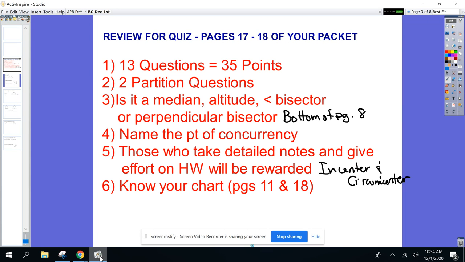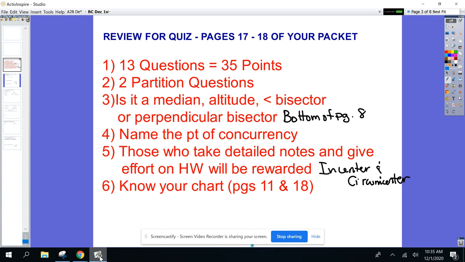I already told you guys 2 of them are going to be partition questions, just like your homework and the notes. I am not going to get sneaky there with the partitions. Here are 2 points, break them up into this ratio. Find me the point. Could you have a decimal? Absolutely. So, 2 partition questions.